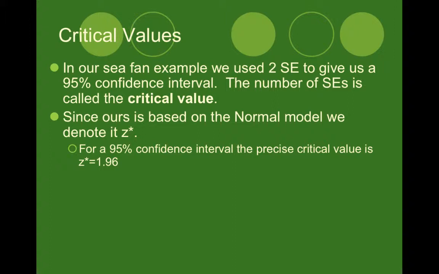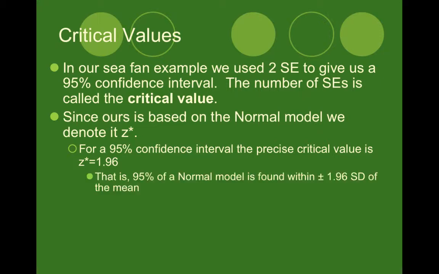For a 95% confidence interval, the precise critical value is actually 1.96. It's not exactly 2 because the normal model is an estimate, so it's approximately 2, but if we want to be more precise, and we do, it's going to be 1.96. So from here on out, we're going to use 1.96 as our critical value for a 95% confidence. What that means is that 95% of the normal model is found within 1.96 standard deviations of the mean. We've been using 2 from our 68, 95, 99.7 rule because it's easy to remember.